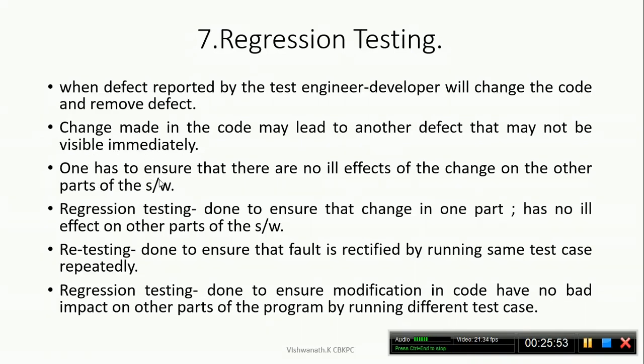So one has to ensure that there are no ill effects. Ill effects means bad effects of the change on the other parts of the software. In regression testing, we ensure that if any part of the code is modified, it should not affect the other parts. That is what we call the ill effect on the other parts. To ensure that we do not have any ill effects, we do regression testing. Regression testing is done to ensure that a change in one part has no ill effect on the other parts of the software.